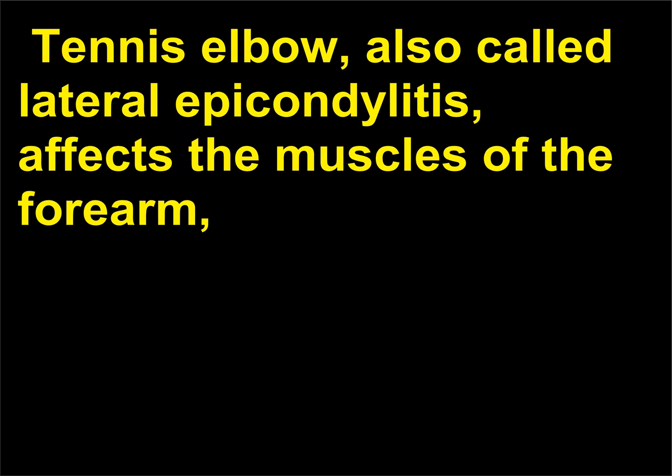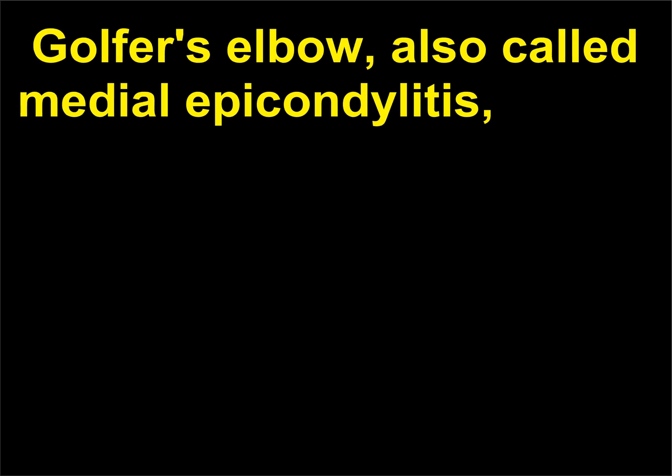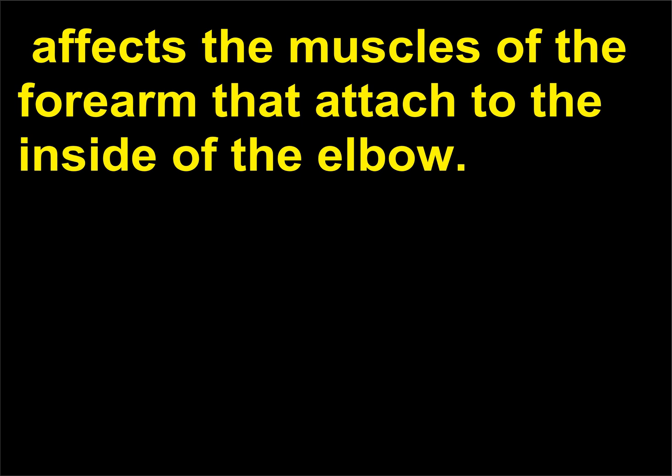Tennis elbow, also called lateral epicondylitis, affects the muscles of the forearm, which attach to the bony prominence on the outside of the elbow. Golfer's elbow, also called medial epicondylitis, affects the muscles of the forearm that attach to the inside of the elbow.